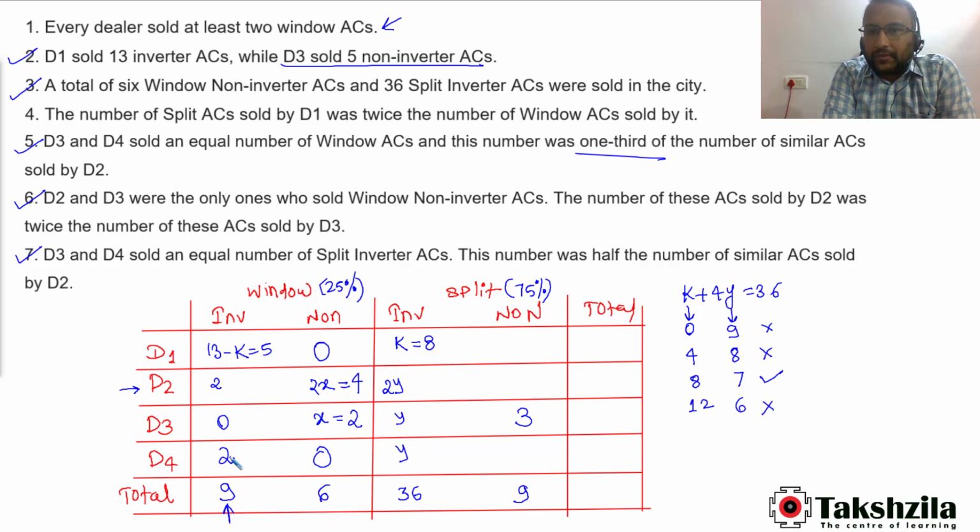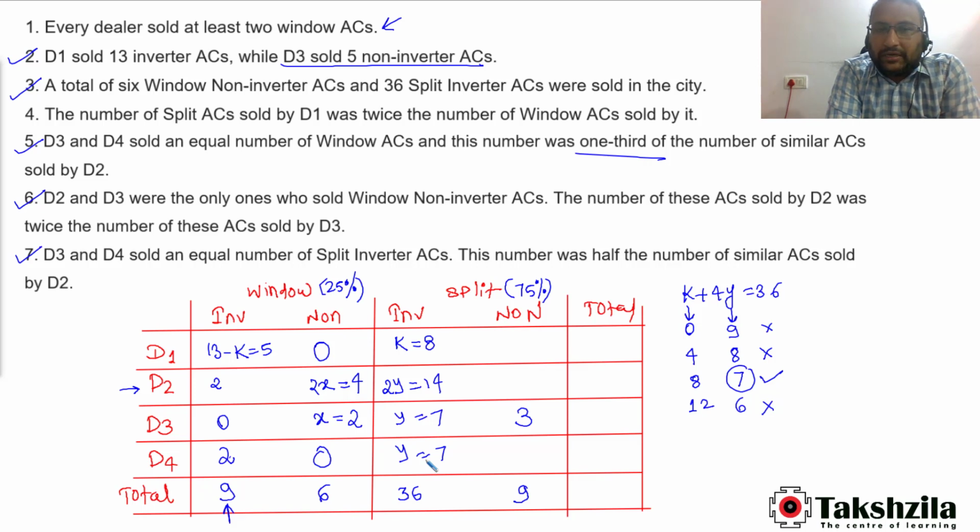After that, the value of Y, we got it 7 over here. The value of Y is equal to 7. So this is equal to 14. This is 7 and this is 7. Now what is left over here? Let's have a look at it. Now the statement number 4. The number of split ACs sold by D1.